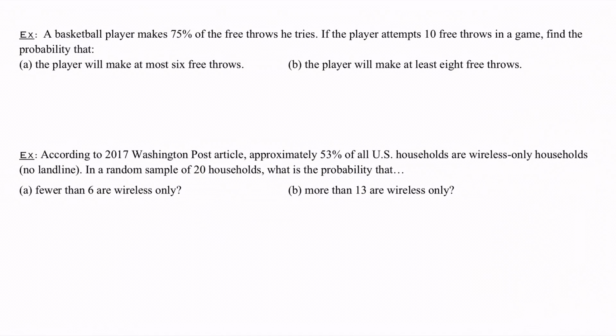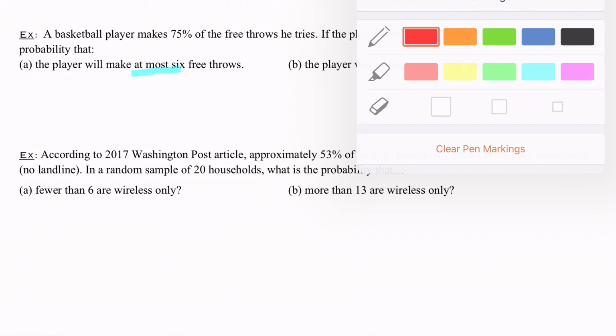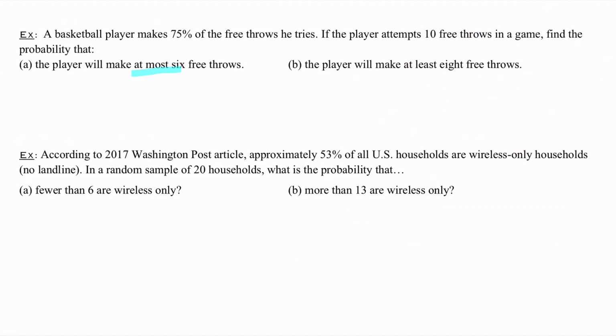In this example, a basketball player makes 75% of the free throws he tries. If the player attempts 10 free throws in a game, find the probability that the player will make at most 6 free throws. Okay, so now when we're seeing this at most, we are now thinking we need to use a cumulative distribution function. So let's try and actually write the inequality that goes with this statement.